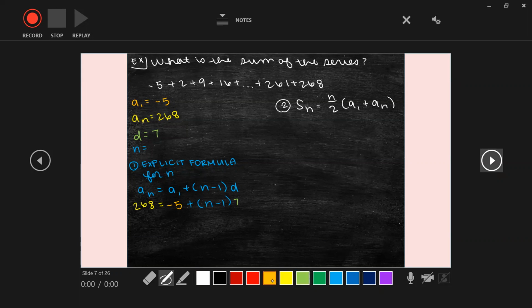So Mason, why don't you help me out with this guy? I'm going to have 268 is equal to what? Okay, plus 7n minus 7. So I'm going to have 268 is equal to what? 7n minus 12. Once you get to this point where you've simplified the right-hand side, go ahead and put this thing in a box.